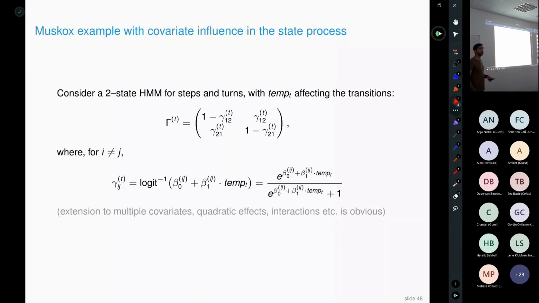Yes? Can it handle days with missing covariates? Very good question. No, it can't. If I do have NAs in my time series, I do need to impute some covariate values somehow. Because in order to calculate the likelihood, I need to be able to calculate all these transition probabilities. In my likelihood calculation, I need these matrices. And if I say my matrix depends on the temperature, but I don't have the temperature in some hour, I just can't calculate the matrix.